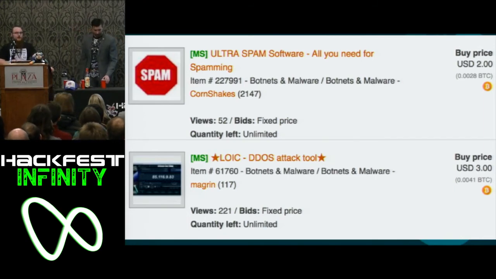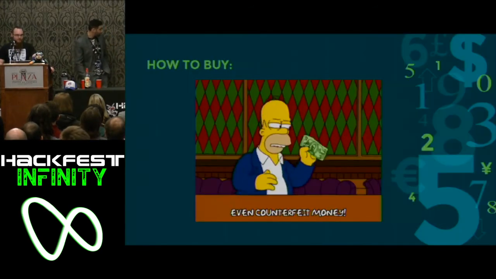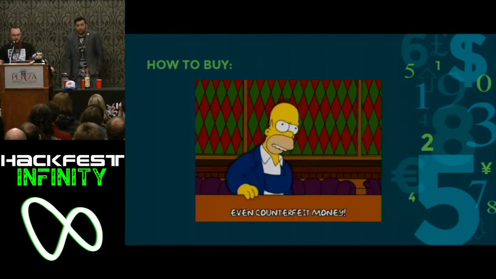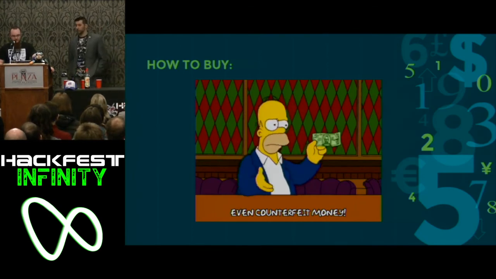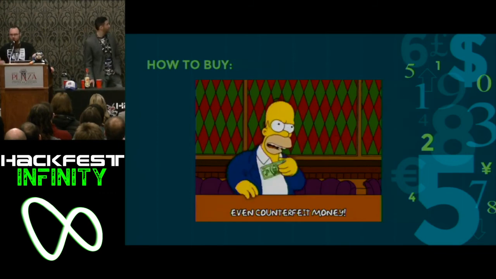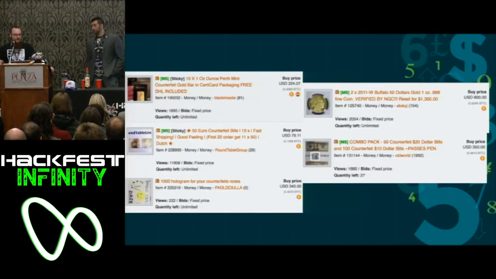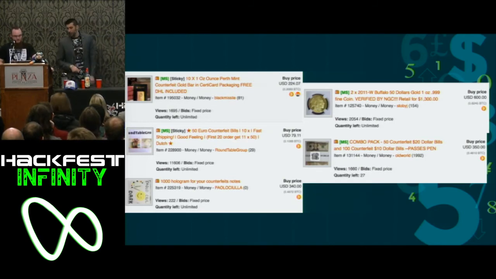So going back into the realm of physical things that you can get, you can even get counterfeit money pretty easily. And not just money, not just actual fiat currency. You can get things like counterfeit gold, and then take it to the pawn shop and have them call the police on you. And you can also buy the things that are required to make your own fake currency. Here's the holograms down here.